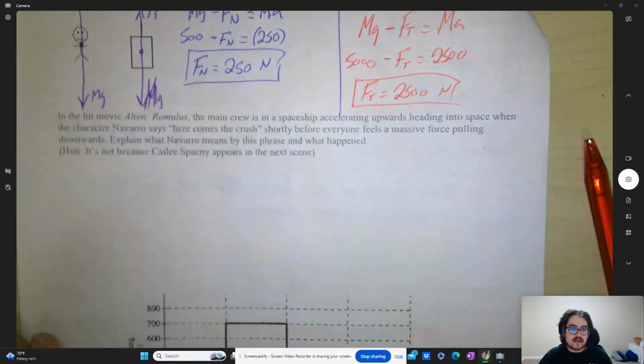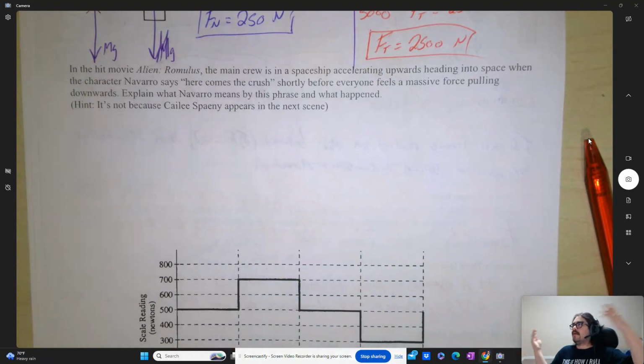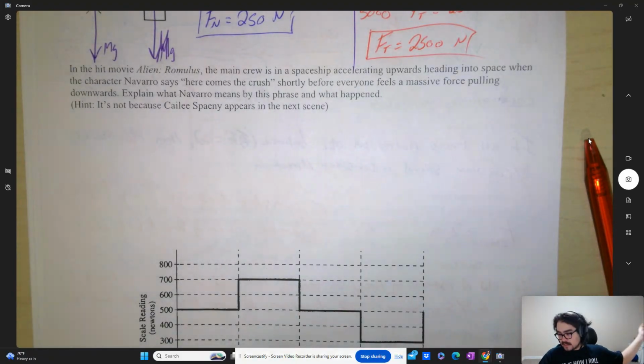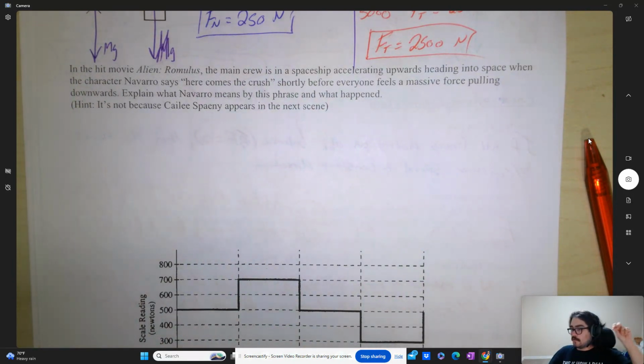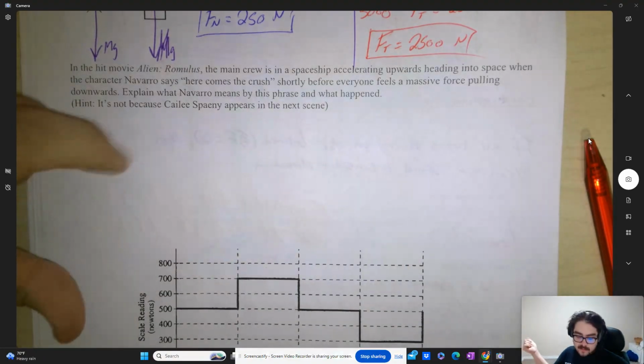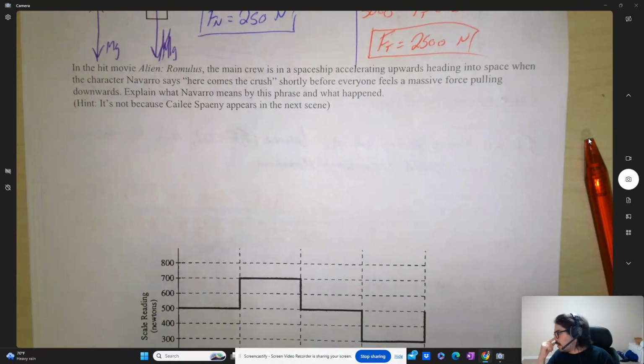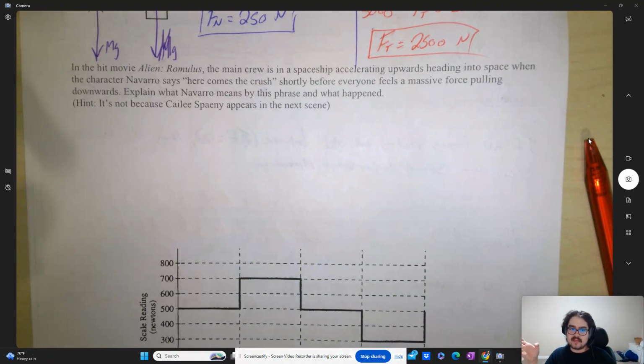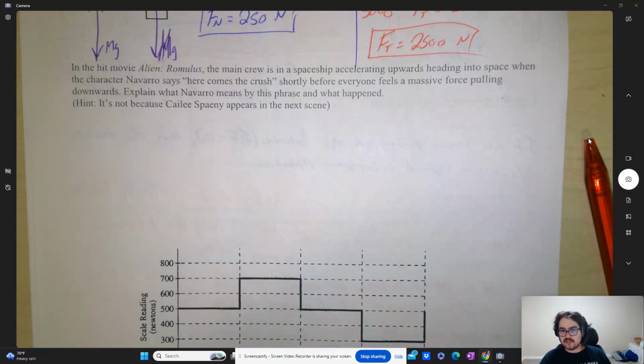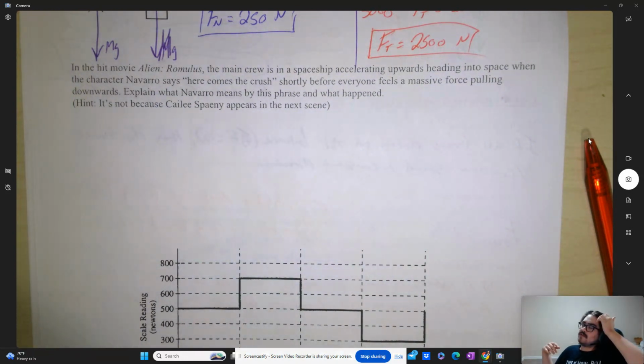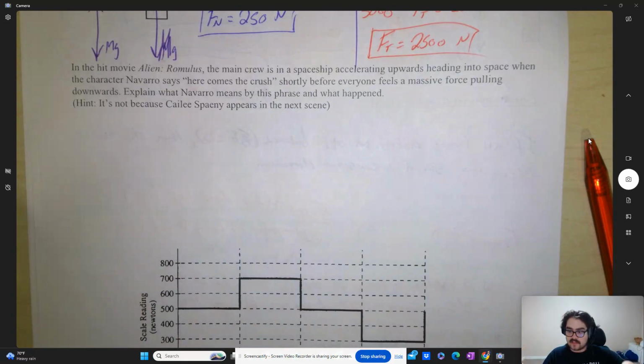Really quickly, like I said, I added this part because of Alien Romulus, going back to this idea of the digital footprint that I haven't brought up since the second lecture. I saw the movie Alien Romulus, and there's a part in it that I was really impressed by. The main crew is in a spaceship, accelerating upwards, heading into space. At one point, a character named Navarro says, brace for the crush, and right after she says that, everyone feels a big force. They jolt down. They feel a really big force pushing down on them.